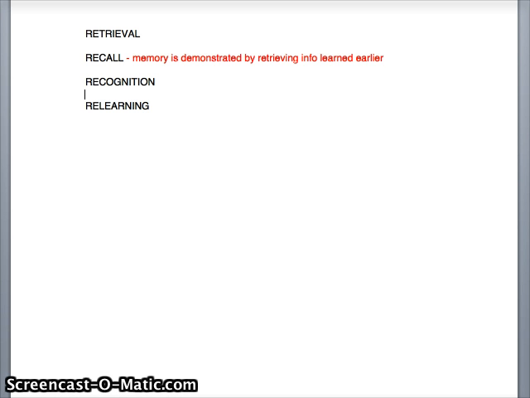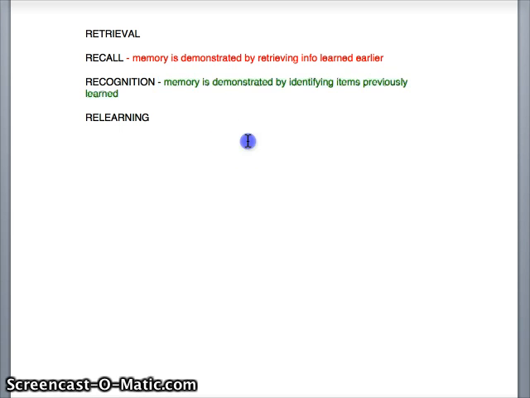An easier form of retrieval is recognition. Recognition is when memory is demonstrated by identifying items previously learned. So you do not have to pull them straight out, you just have to choose the correct items from a list. Can you identify this as something that should actually be stored in your memory?